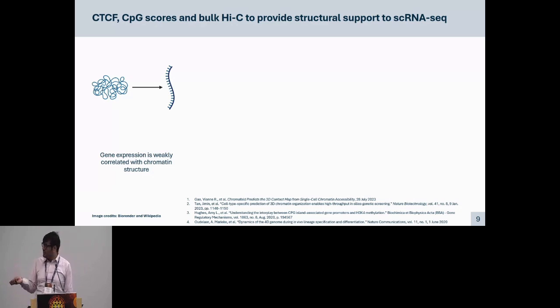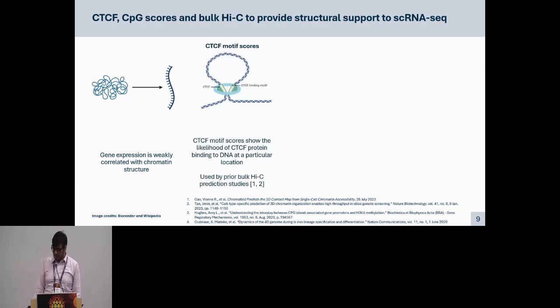To augment the single cell RNA-seq data, we have three additional data modalities. The first one is the CTCF motif scores, which provide us with the location and the likelihood of where the CTCF protein will bind with the DNA. CTCF is well known to be one of the key actors in maintaining the chromatin structure. These CTCF motif scores have also been previously used to improve Hi-C prediction performance.